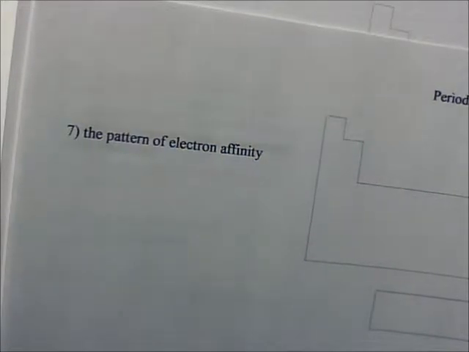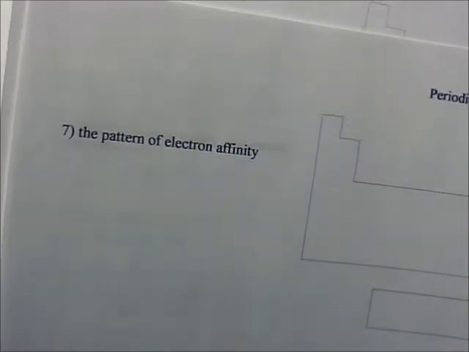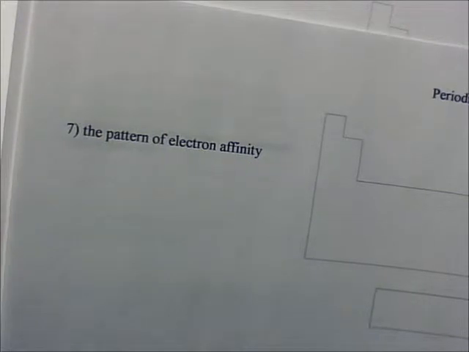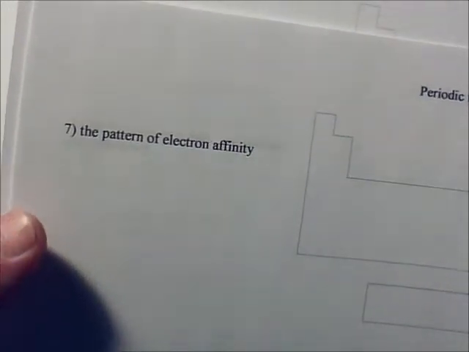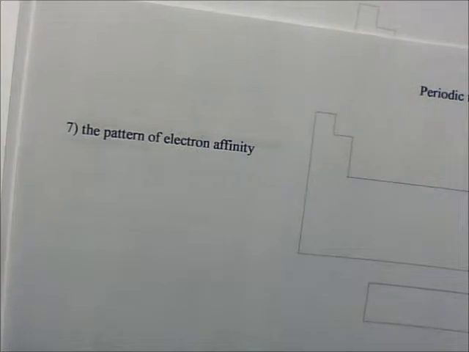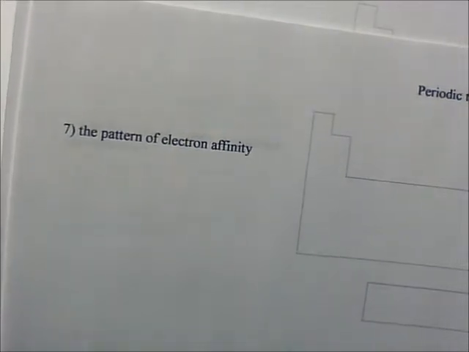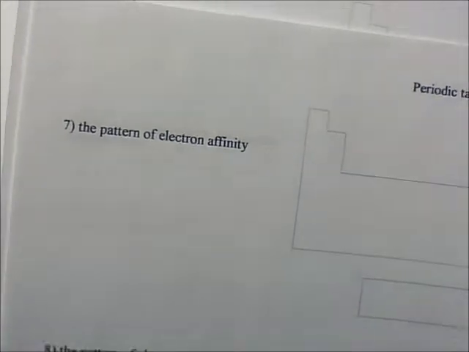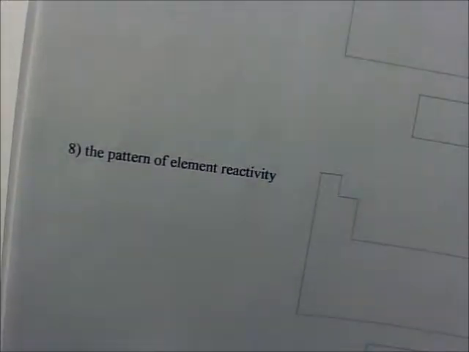After first ionization energy, you've got to have electron affinity. Pattern of first ionization energy and pattern of electron affinity. Those are like two opposite things. Electron affinity is the opposite of ionization energy. At least that's the way I like to think about it. All right. Then we got to have a pattern of element reactivity. Element reactivity is another one.